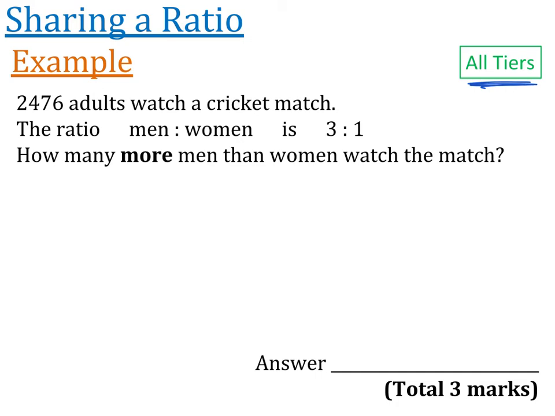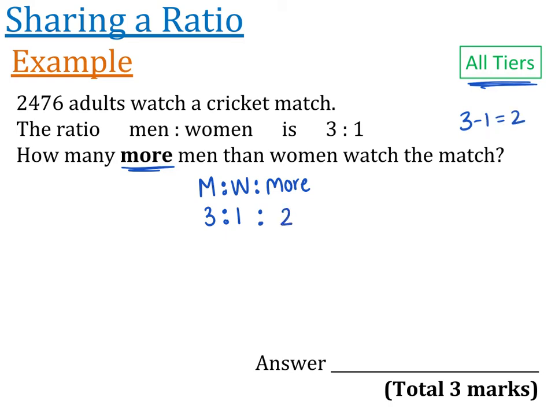2,476 adults watch a cricket match. The ratio of men to women is 3 to 1. How many more men than women watch the match? So let's start this out right away. We've got men, we've got women, and we want to find out how many more. The ratio of men to women is 3 to 1. How much more is 3 than 1? If we're not sure, 3 take away 1 is 2.